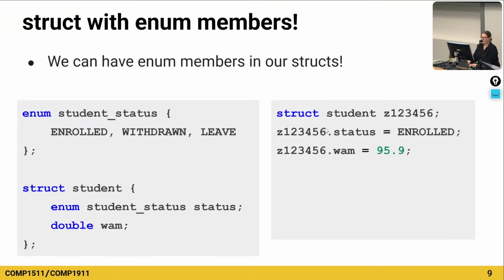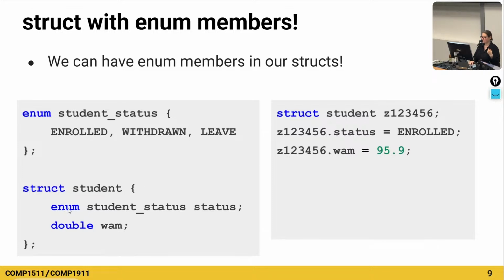So I've looked at that. Now, we can start combining things. We can have a struct and it can have an enum member. So here I've got my struct student and it's got 2 members. One of them is an enum. I've got this enumerated type that I've called student status. It can be enrolled, withdrawn, leave. I'm not sure if you can go on leave.